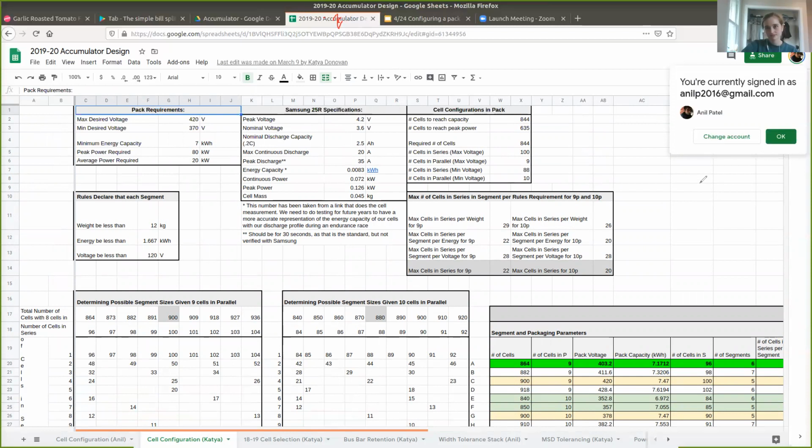This is a really cool spreadsheet. Thanks. Any other questions?